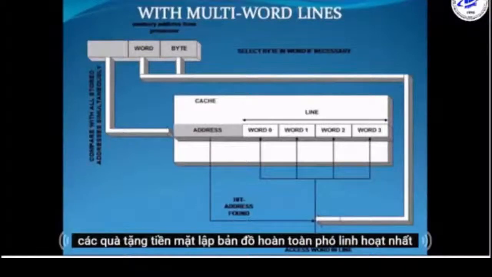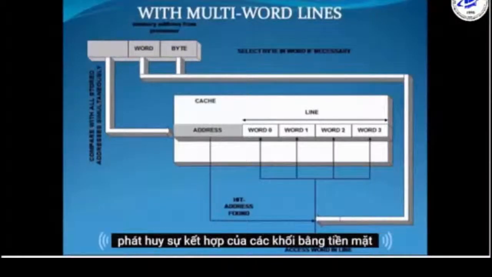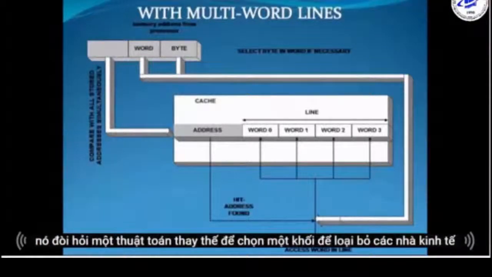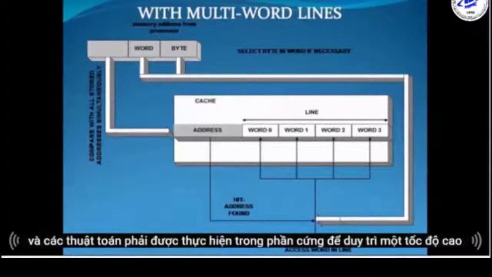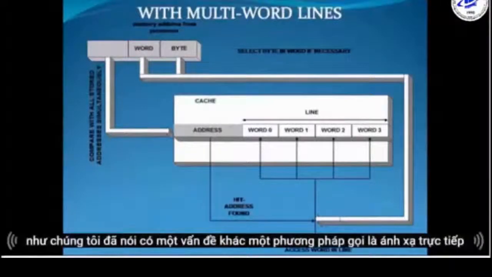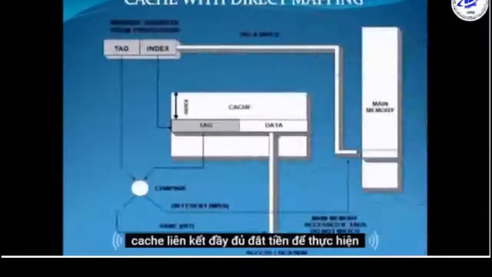The fully associative mapping cache gives the greatest flexibility of holding combinations of blocks in the cache and minimum conflict for a given size cache, but is also the most expensive. It requires a replacement algorithm to select a block to remove, and the algorithm must be implemented in hardware to maintain a high speed of operation. As we said, there is another mapping method called direct mapping. The fully associative cache is expensive to implement.